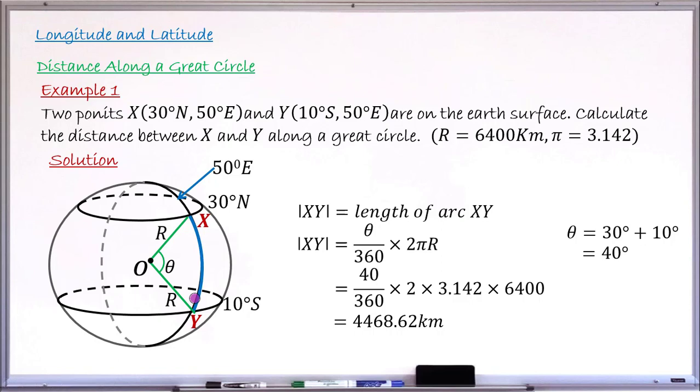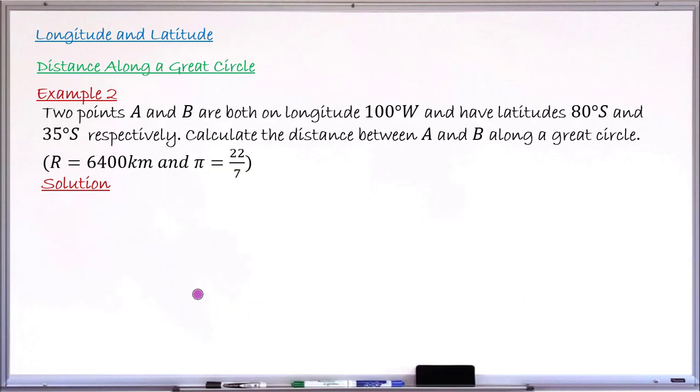So let us move and take another example. Example number 2 says 2 points A and B are both on longitude 100 degrees west, and the 2 points have latitudes 80 south and 35 south respectively, which means A is on latitude 80 degrees south and the point B is on latitude 35 degrees south. The question asked is to find the distance between those 2 points A and B along that great circle, meaning along that common longitude, that 100 degrees west.